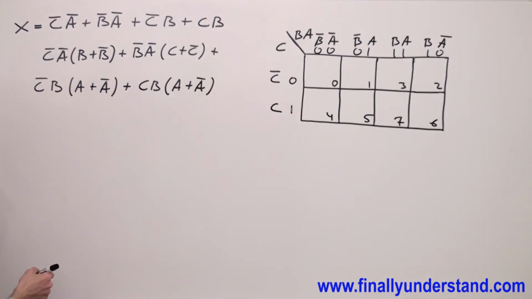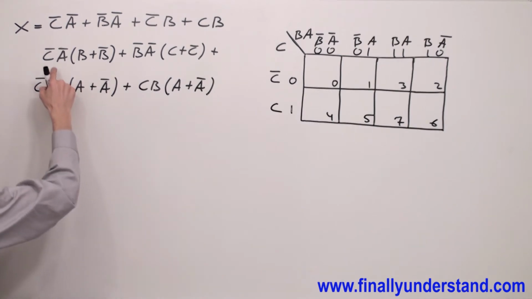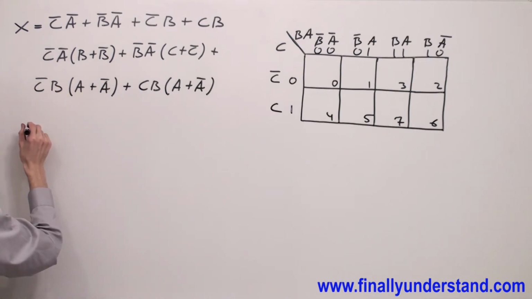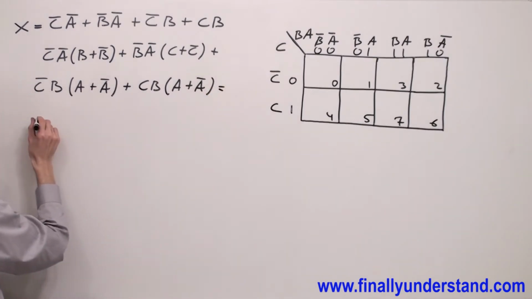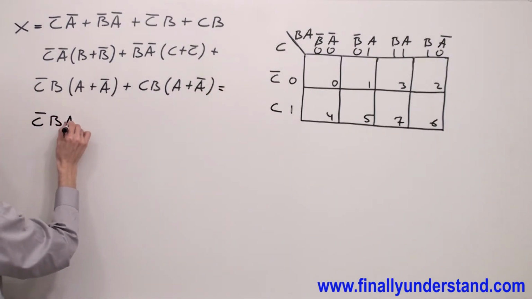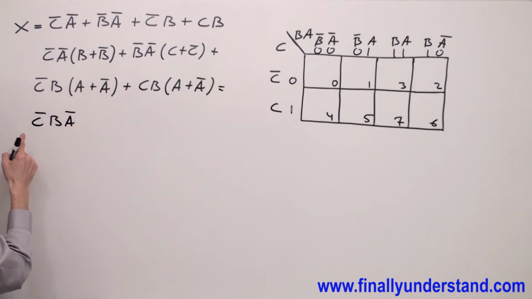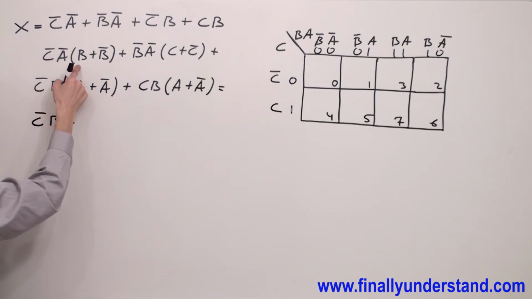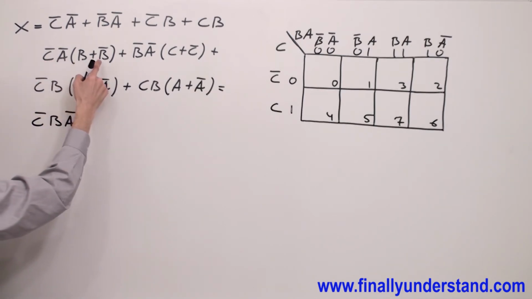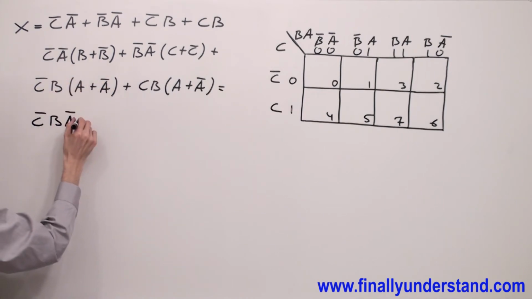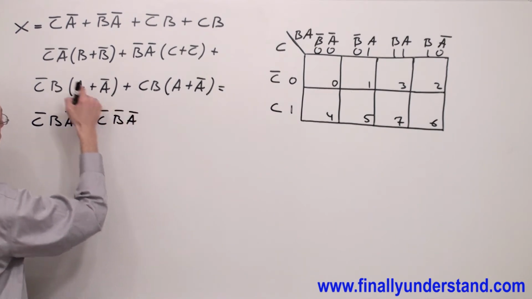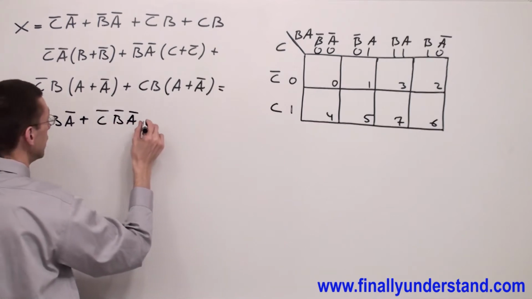Next, I'm supposed to perform the distribution. I have to distribute these terms into the parentheses. That's why I'm going to have over here C not B A not. Remember, you're supposed to keep the order C B A. That's why when you multiply C not A not B, you have to write C not B not A not. I'm finished with this part of the problem.